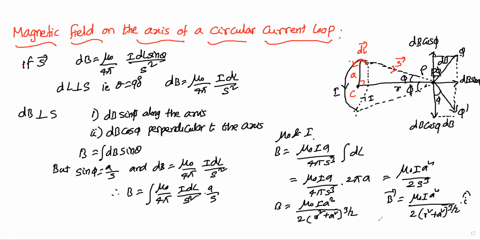If n number of coils are there, we can write B is equal to mu naught N I a square by 2 into r square plus a square power 3 by 2.